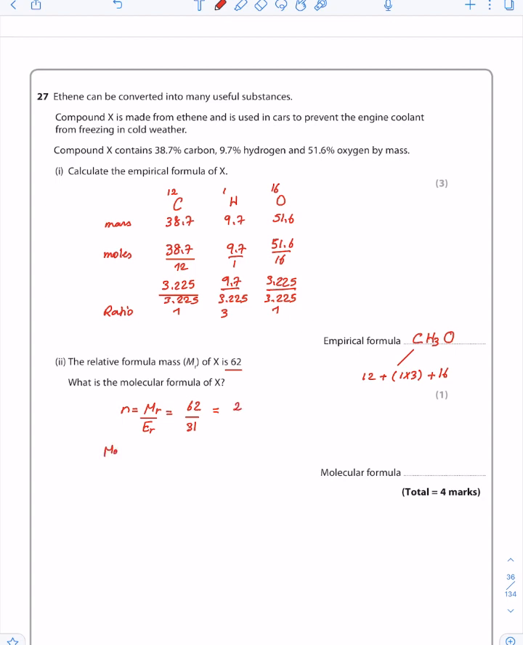وبكده يبقى number of formula units 2. يبقى الفورمولا بتاعت الكومباوند ده اللي هو الموليكولار فورمولا, molecular formula, is C2H6O2. يبقى C2H6O2 ده الموليكولار فورمولا للكومباوند بتاعنا.